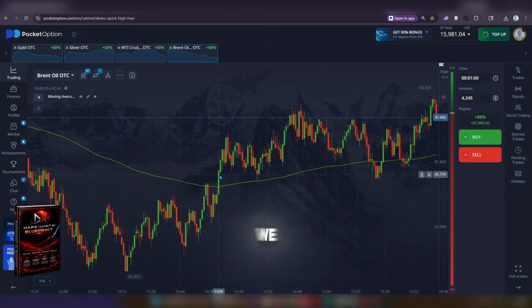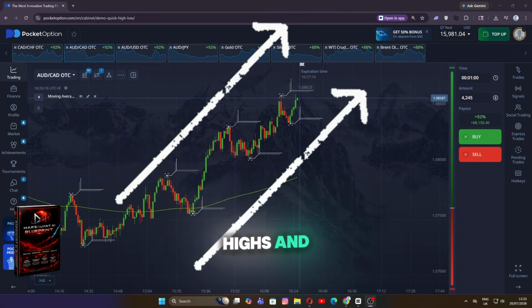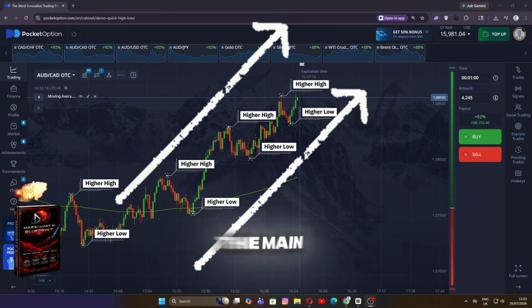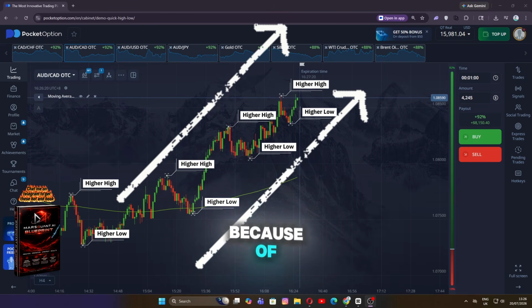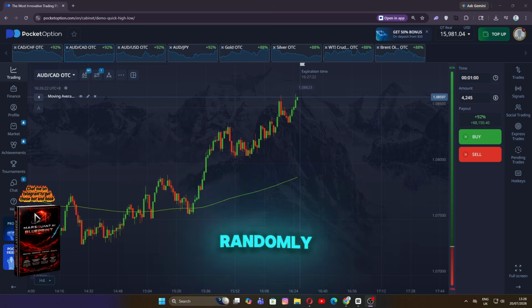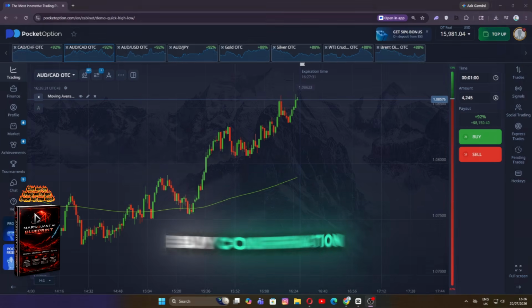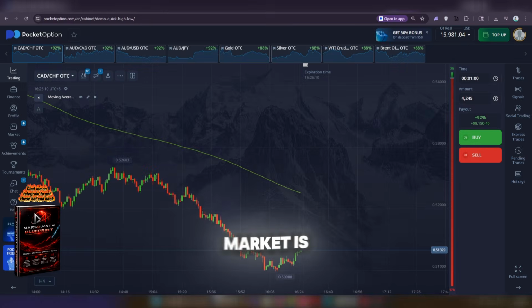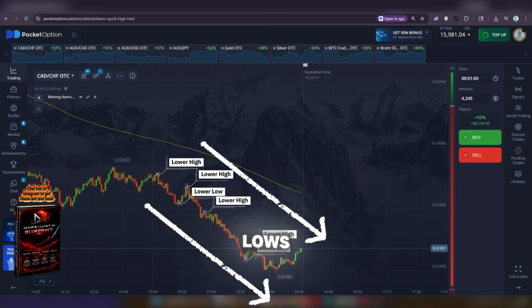Looking at the current chart, we can see how the market is forming. When the market is bullish, it makes higher highs and higher lows. This means the main structure is currently bullish. Because of that, I am not interested in selling randomly at every resistance. My priority is to wait for the price to pull back into a strong support area and then look for a buy confirmation.